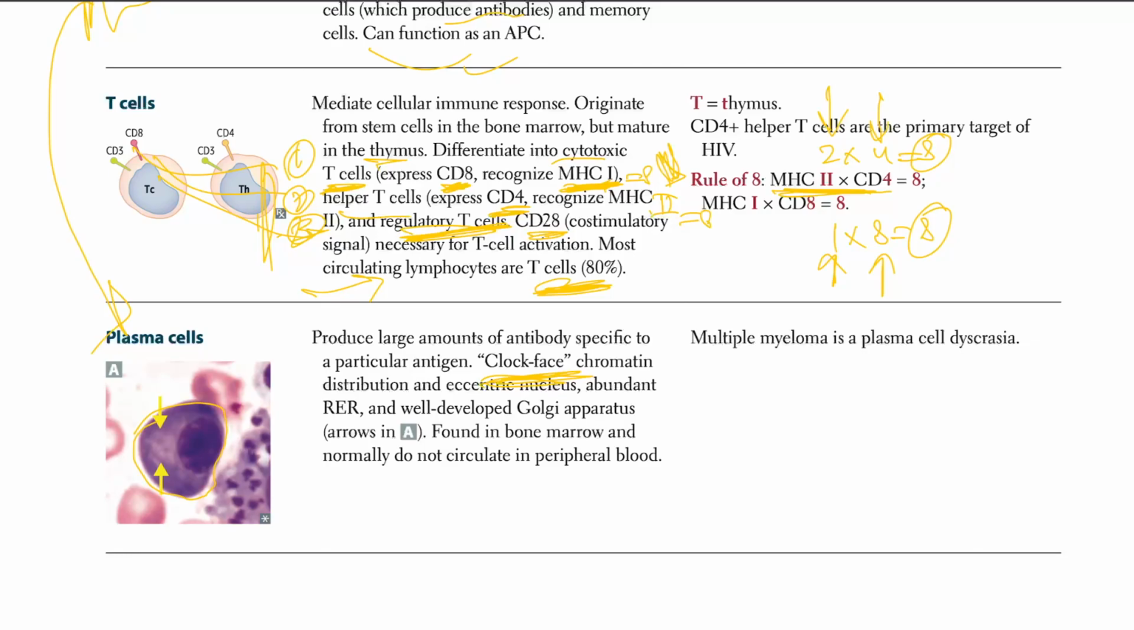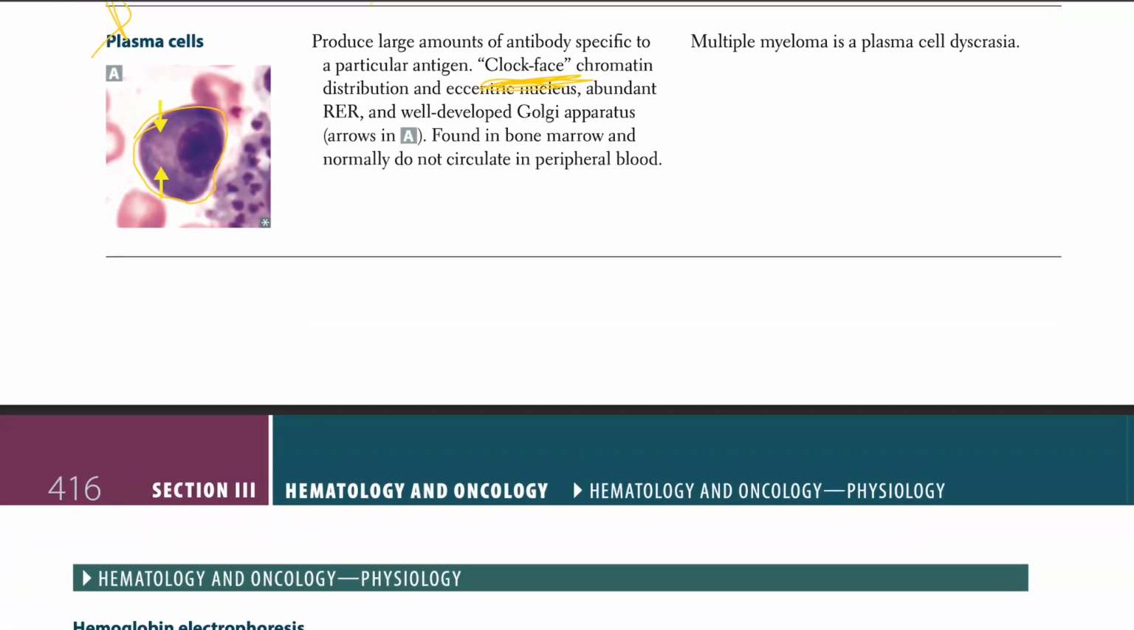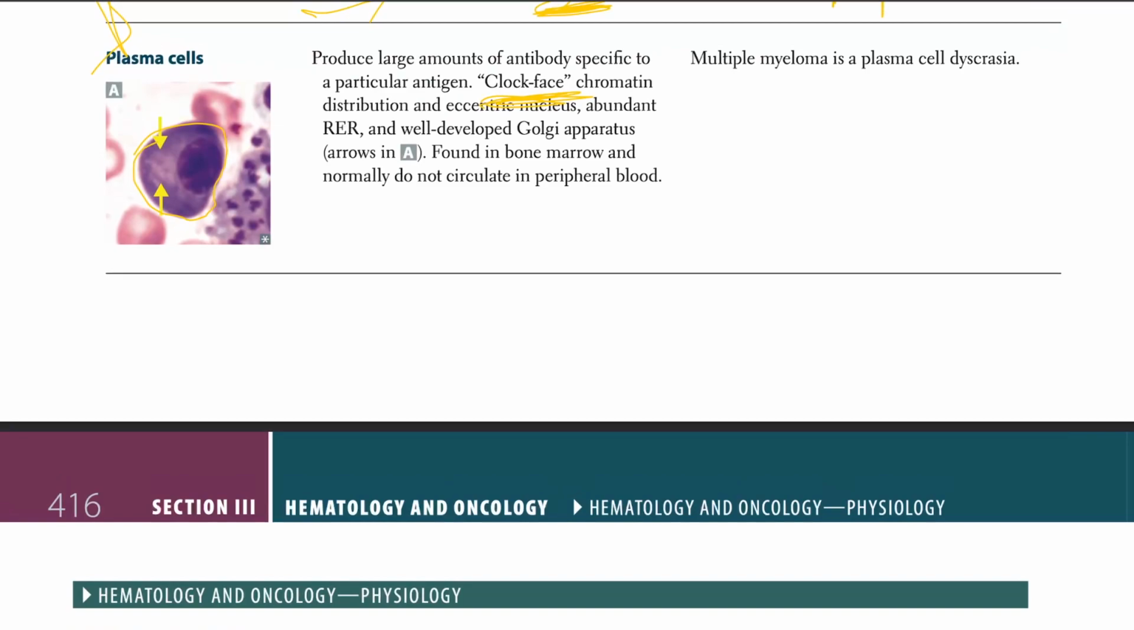They have abundant RER and a well-developed Golgi apparatus. Arrows in A: that diffuse thing that you can see over there, that's the Golgi apparatus. Amazing. It is found in bone marrow and normally does not circulate in the peripheral blood.